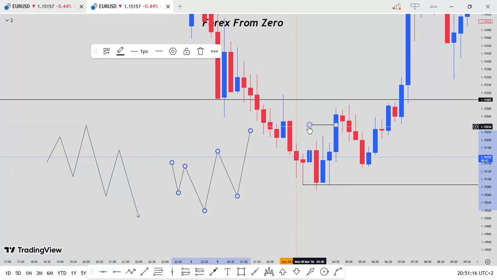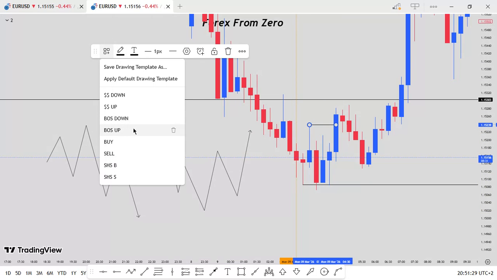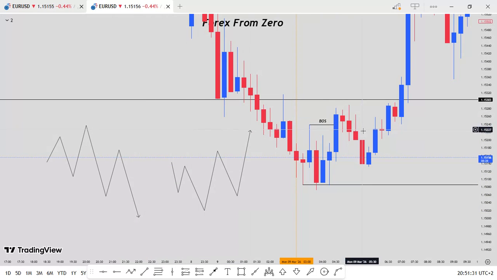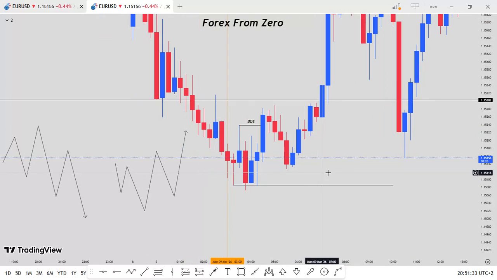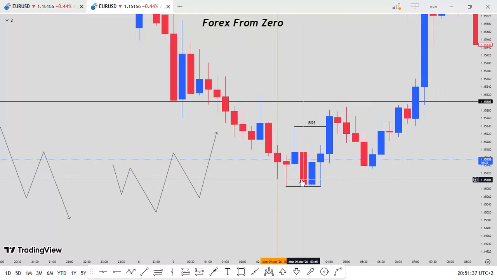So with this in mind, this is what happened here. We had this high, we had this low. This low was taken by this candle, and this high was taken by this candle. So once we see this shift, this is what we call break of market structure or market shift. So we've really shifted our attention from the downside to the upside.